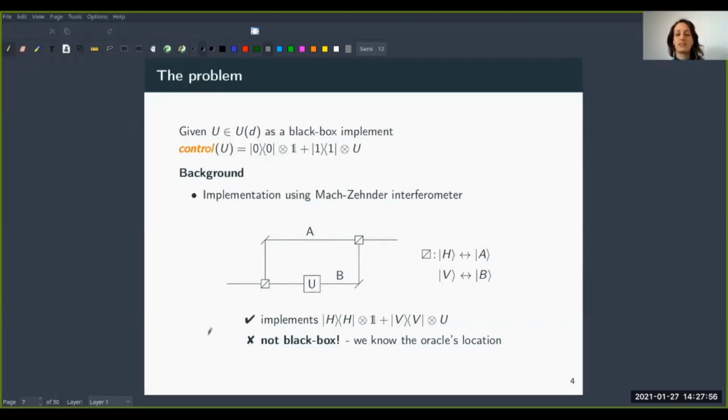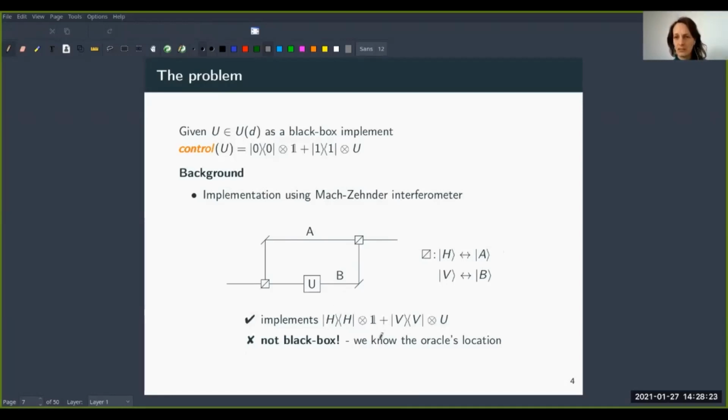But it is actually not truly black box, because we know something about the oracle, namely its location. So we are promised that on all states that have on their first Hilbert space state A, path state A, the oracle acts as an identity. So they are the +1 eigenstates of the oracle.